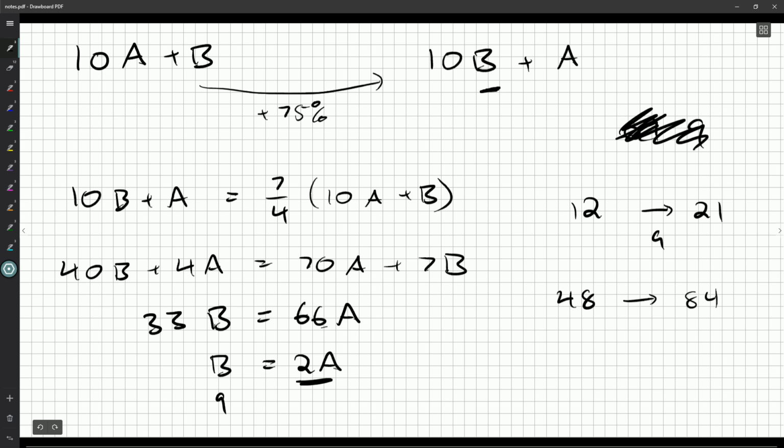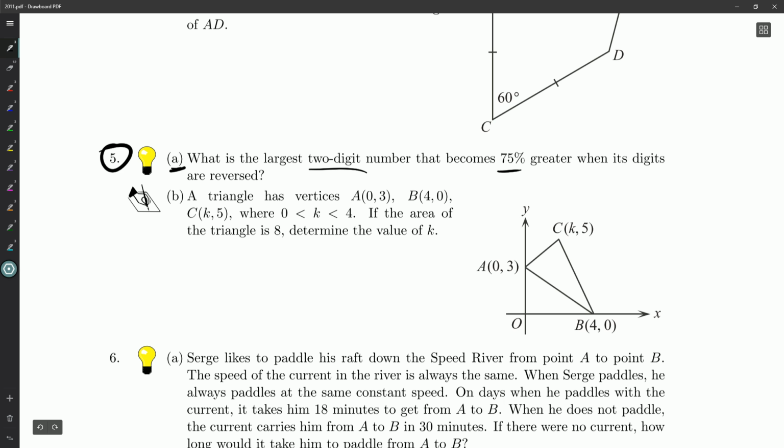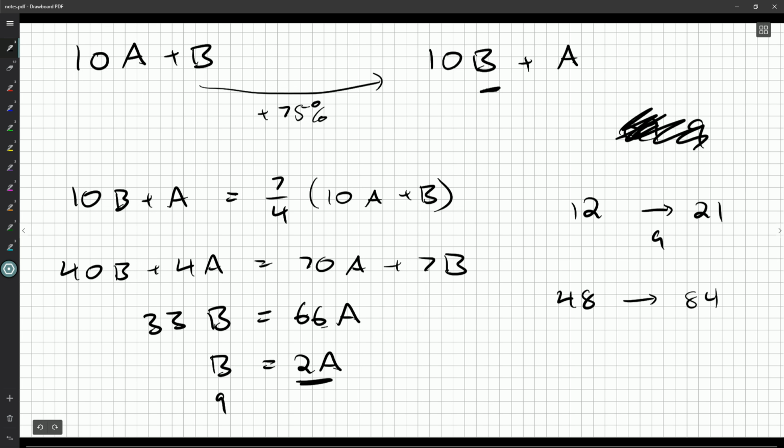So what do they want? The largest number that when the digits are reversed becomes 75% greater? So our final answer is going to be 48. And there we go. So that's our A part done.